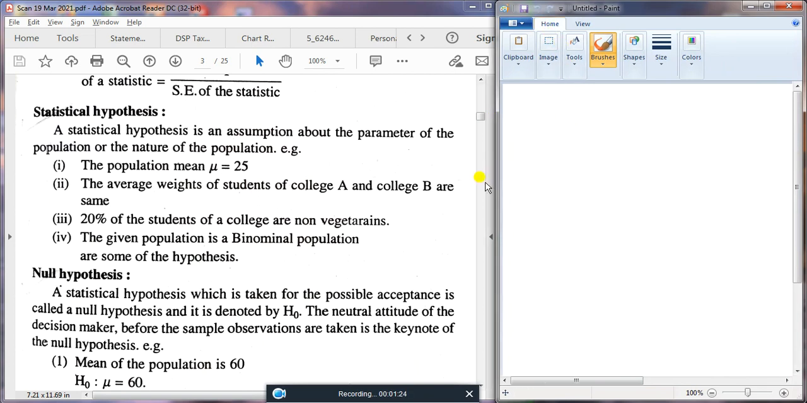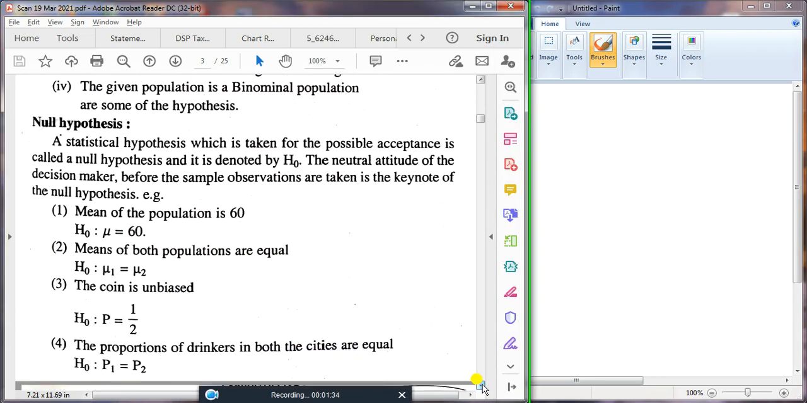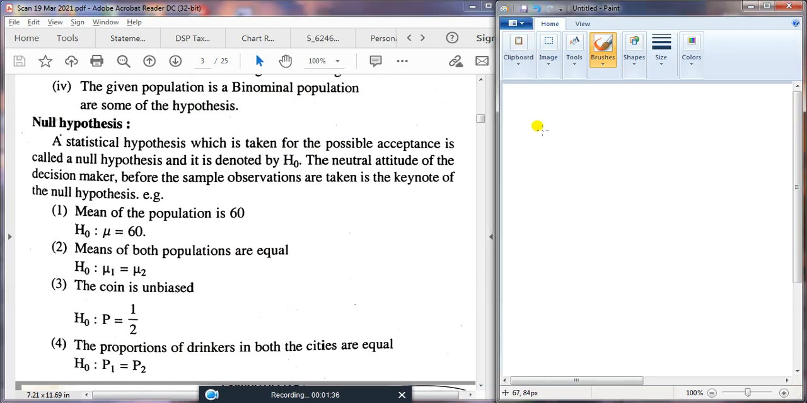So it is denoted with the H naught. Now sometimes we would like to test something. I already discussed this H naught and H1. So these are the kind of test, H naught versus H1. So either this is true or this is true. Among these two any one can be proven.